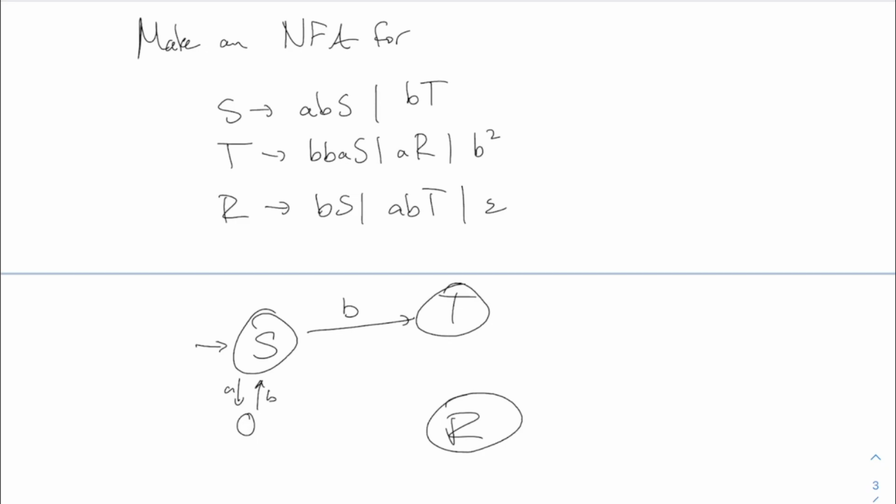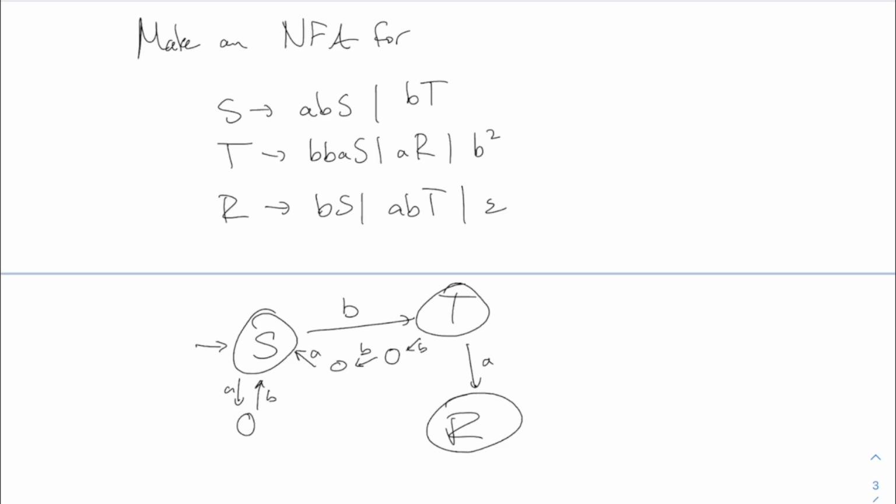That's easy enough. And now T goes to BBAS. So for that, I need to invent some more states. I want to go T back to S after doing BBA. So I think I need two more states. BBA, like that. All right. And then T goes to AR. That's just a single arrow like this. And then I have T goes to B squared.